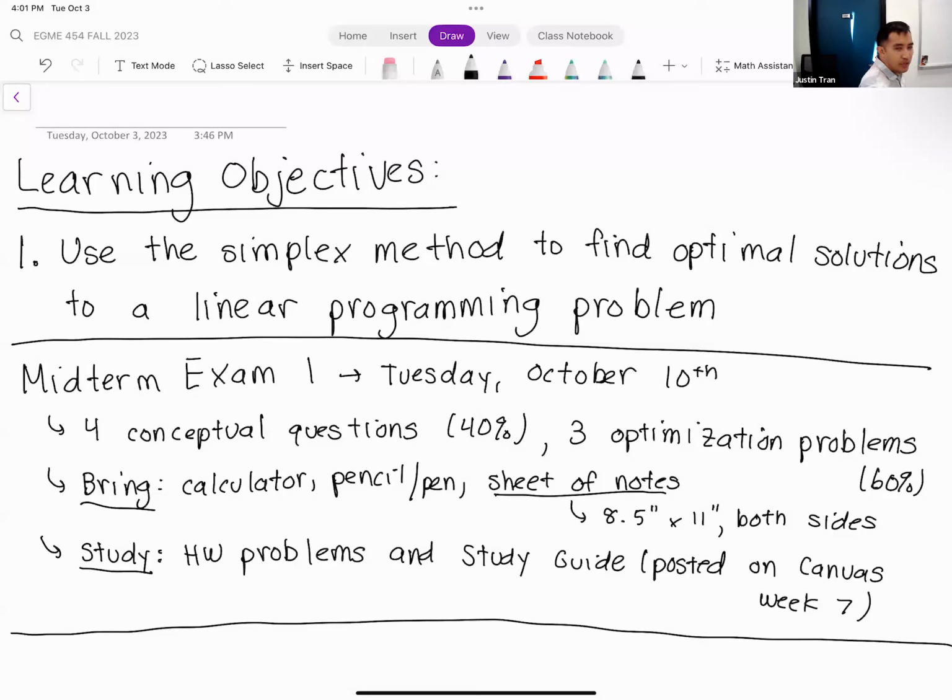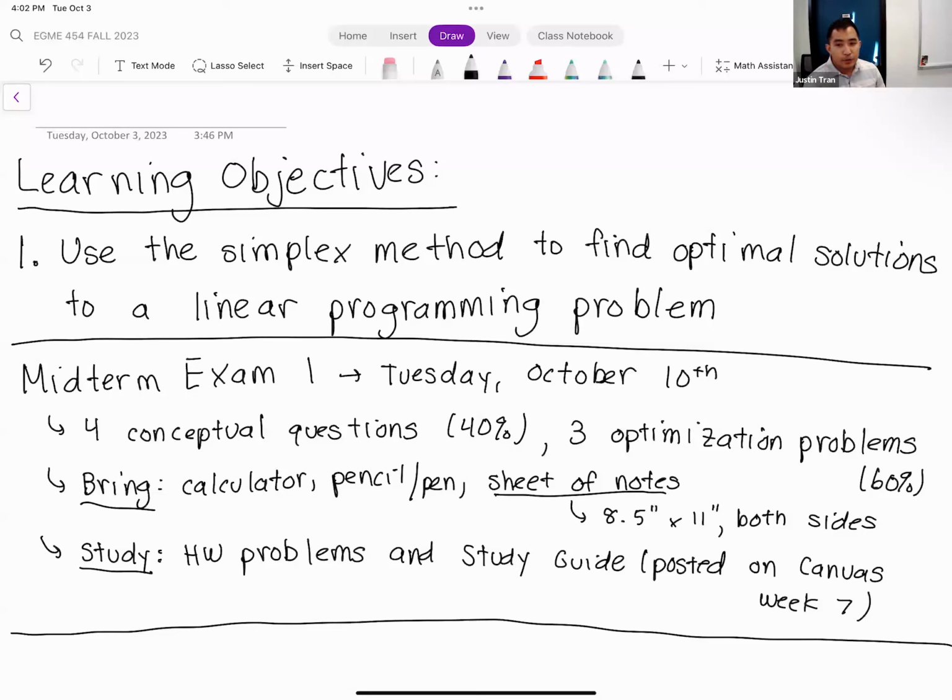And then the other 60% of the points will be three optimization type problems. We've covered three big areas. We talked about unconstrained optimization using the classical method, constrained optimization using the classical method, and linear programming. So you can probably expect one problem from each area. That's basically homework two and homework three, the optimization problems. And then the conceptual problems will pull from everything that we talked about. I do have a study guide that'll be there to help you, which we'll talk about.